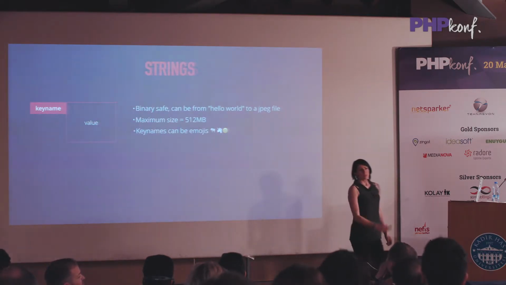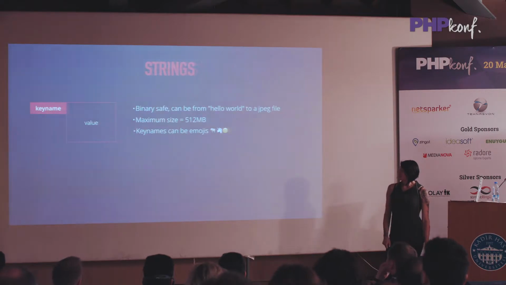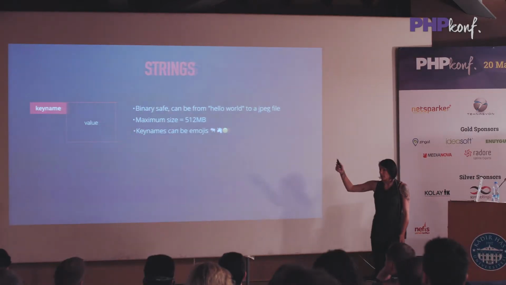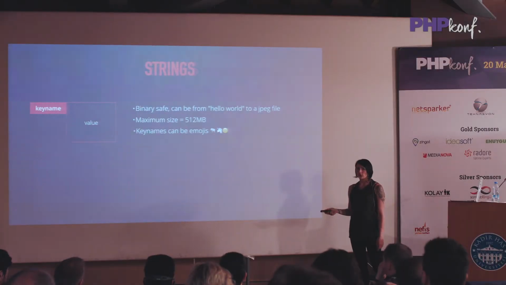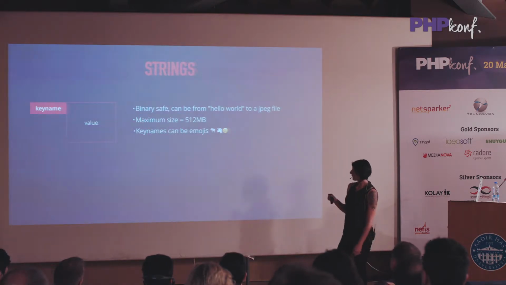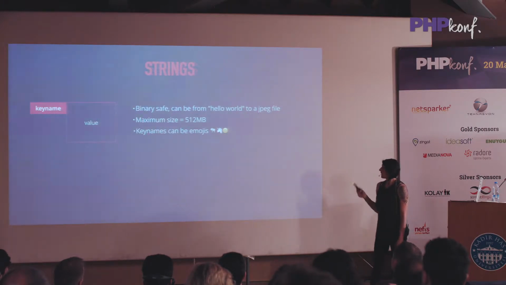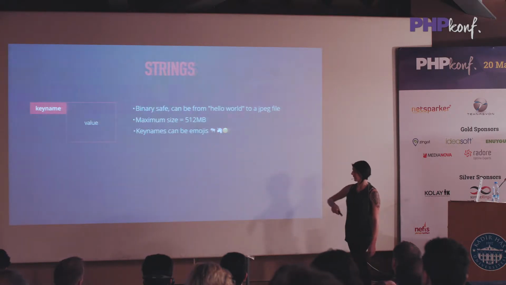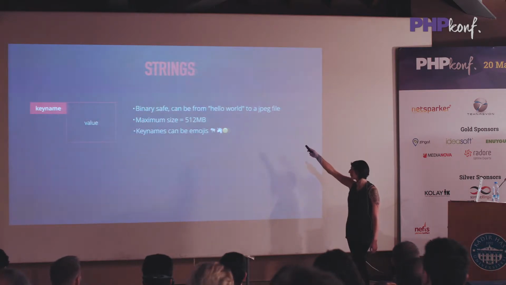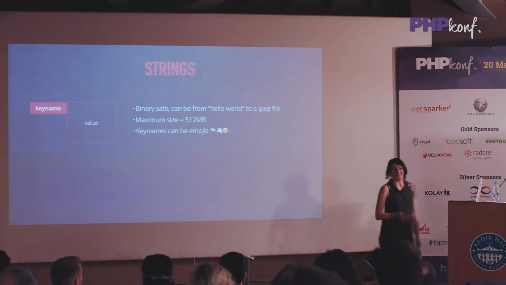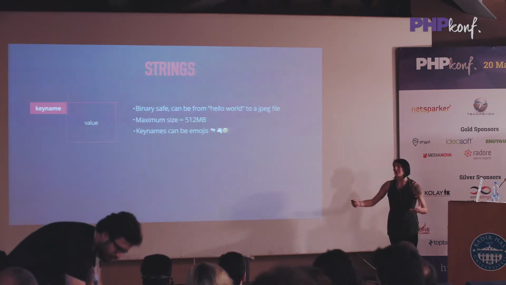So strings are the most widely used data structure in Redis. Binary safe, so it can be text, it can be even images. I just talked to some people that are using Redis to store even images, and it's working really, really fast. Maximum size is half a gig, differently from memcached. Again, we have a lot more space to work with. And a fun fact, not exactly related to strings, but I put it here anyway: key names can be emojis.